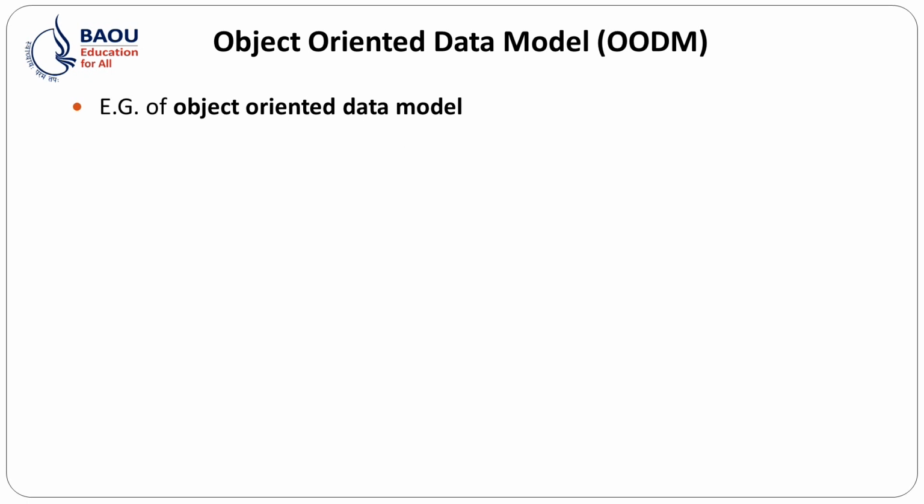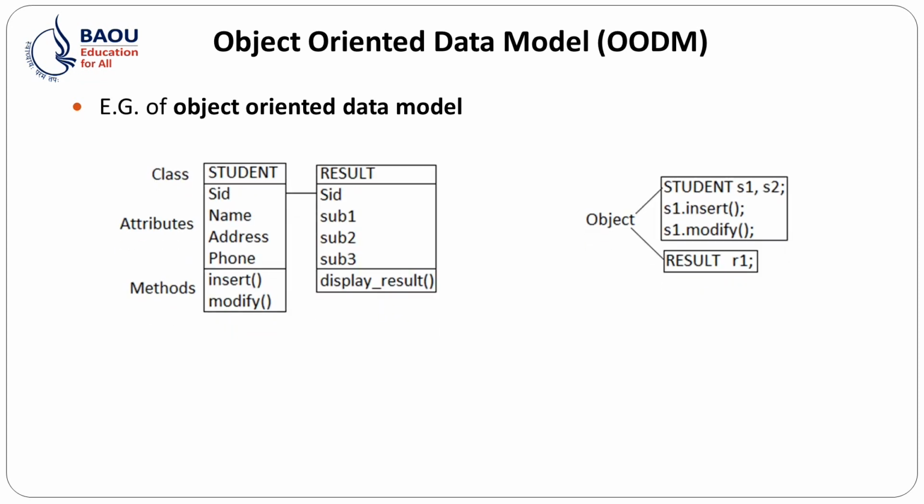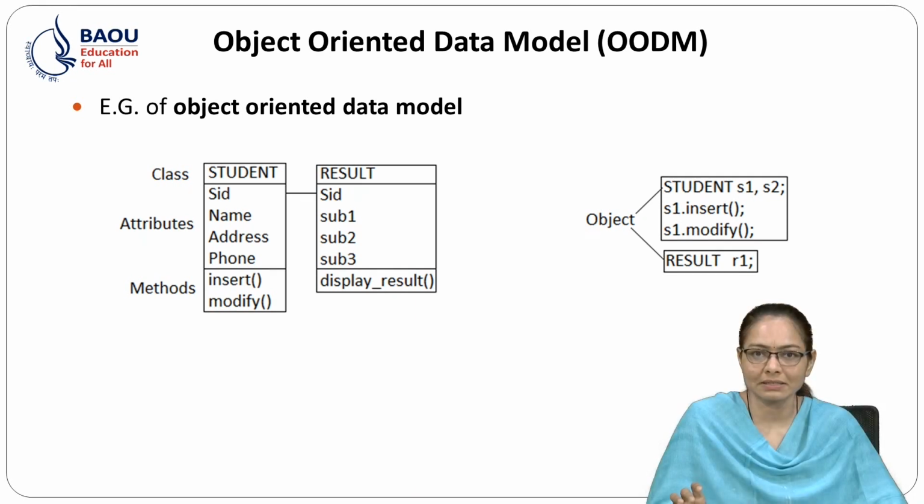Now, in the object-oriented data model, we can see in the diagram, Student is the class, and student ID, name, address and phone number are the attributes or variables of the class Student, and insert and modify are the method names of the Student class. Similarly, Result is a class, and SID, subject 1, subject 2, subject 3 are variable names, and display result is a method name of the Result class.